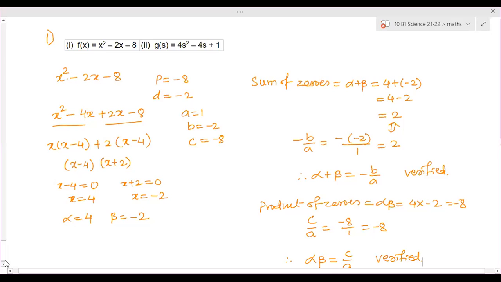Product is 4 and sum is minus 4. Factors are 2s minus 1 and 2s minus 1. So s is equal to 1 by 2. Therefore, alpha and beta are both 1 by 2.